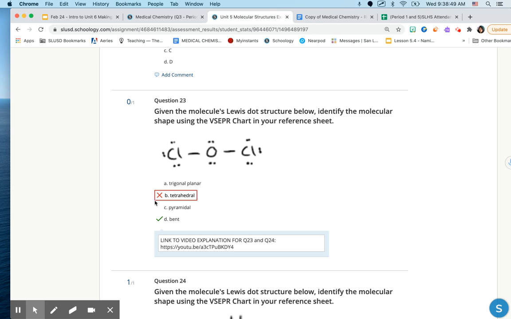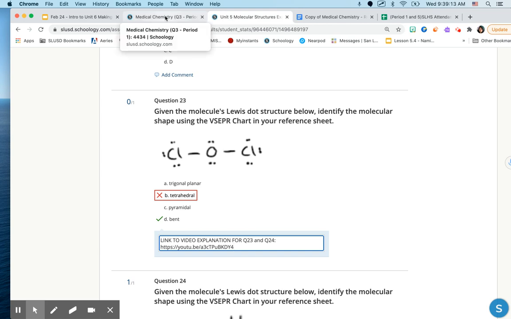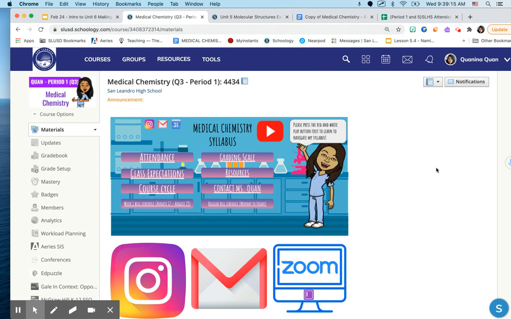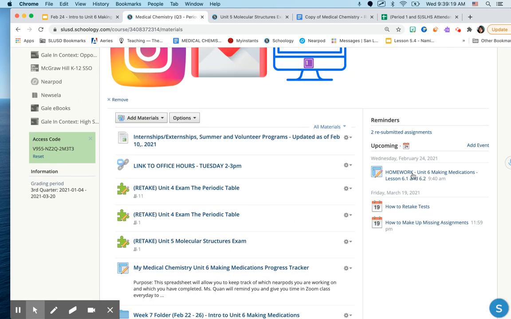Right. It'll tell you what answer you selected was incorrect, but it might not tell you what answer is correct. But below that, there should be a link to a video or a screenshot of how to correctly solve. So this should be true for every single problem you got wrong. And the reason why we do this is because in order for you to retake your Unit 5 exam, you need to do test corrections.